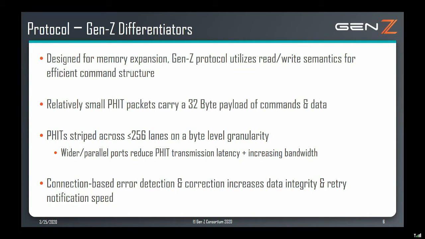Parallel striping can be done up to 256 lanes wide on a single connection for Gen Z. In today's prototypes and demos, we're seeing 4 is a common number, but we do anticipate 8 and 16 lane wide connections being common. Now, connection-based error detection and correction increases the data integrity and gives us faster retry should we get an error. And you'll hear about that in the forthcoming slides.